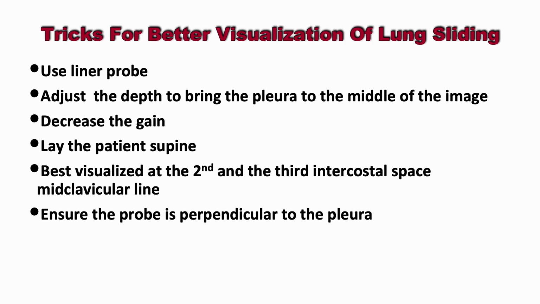Tricks for better visualization of lung sliding. Use a linear probe. Adjust the depth to bring the pleura to the middle of the image. Decrease the gain. Lay the patient supine. Best visualized at the second and the third intercostal space, midclavicular line. Ensure the probe is perpendicular to the pleura.